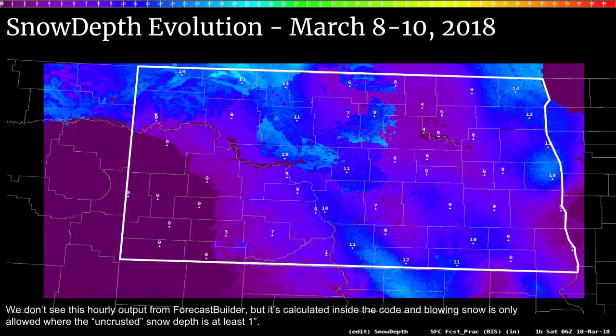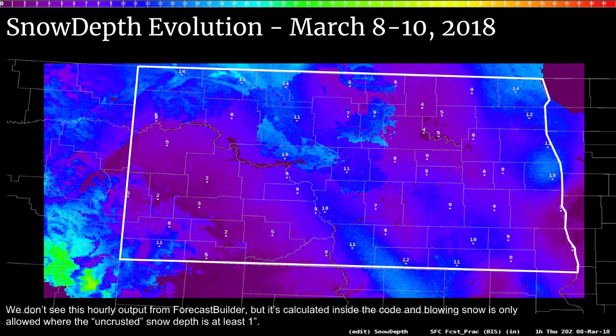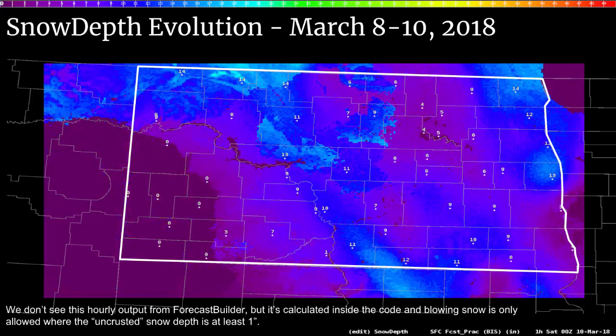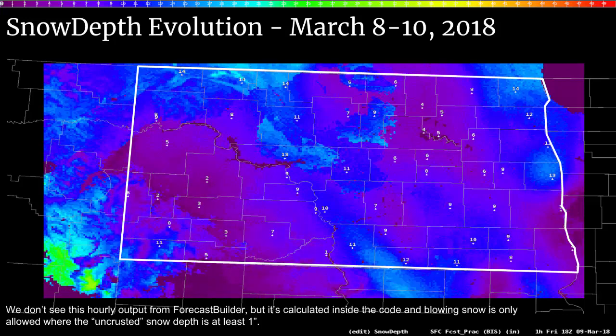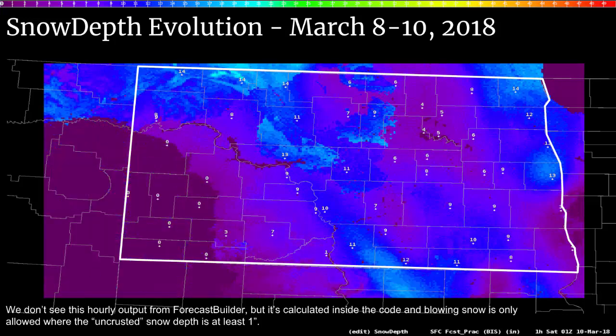Here's a loop of the evolution of the blowable snowpack during the March 8th through 10th period in North Dakota. In the loop, you can see the values set to 0 in the southwestern North Dakota as temperatures rise above 35 degrees. Then, later on March 10th, you can see new snow accumulating from the forecast over southwestern and southern North Dakota, increasing values to 1 inch and making patchy blowing snow possible in that area again.